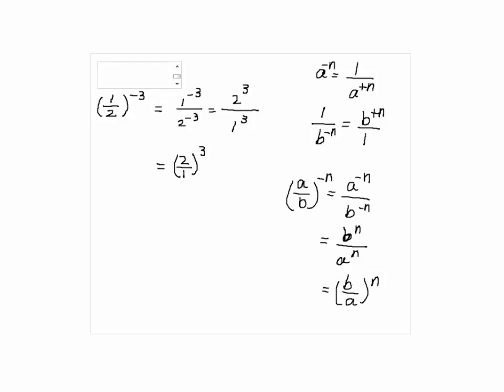Looks like it's a reciprocal. So in our example, 1 over 2 to the power of -3 becomes 2 over 1, which is a reciprocal of (1/2) to the power of 3. So this means simply 8. 2 to the power of 3 is 8, and 1 to the power of 3 is 1, so the answer here is 8.